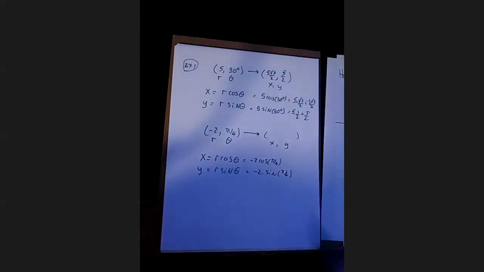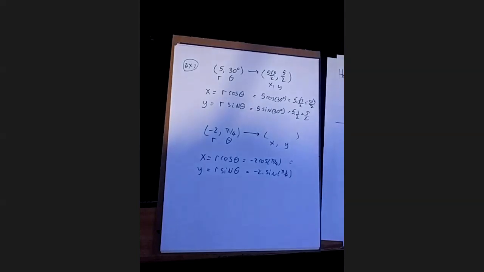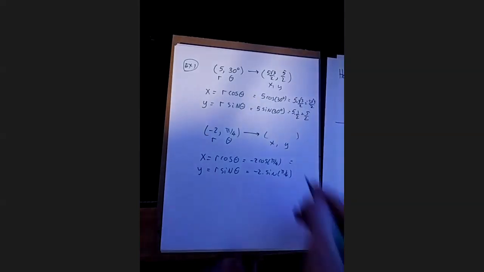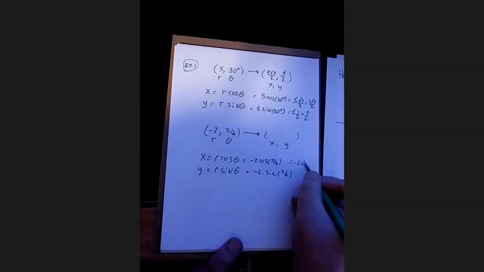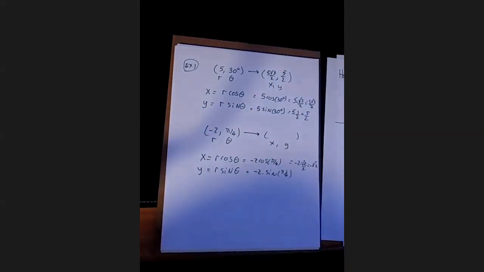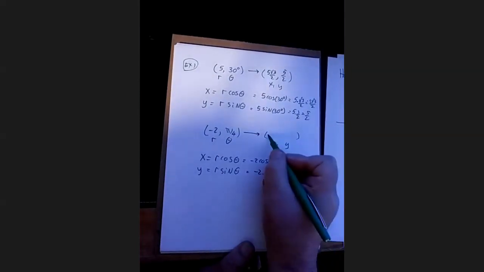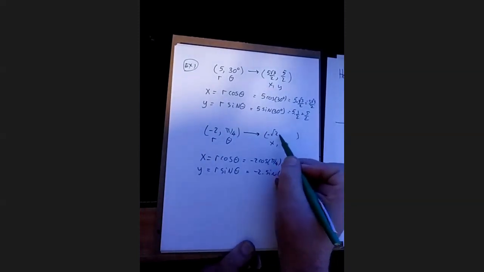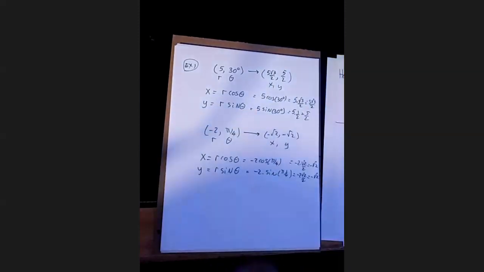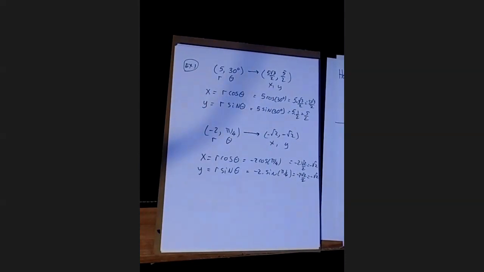Now, cosine of pi upon 4 is root 2 over 2. So this is negative 2 root 2 over 2, but in this case, you see it simplifies. And this fella here ends up being the same. So it looks like negative root 2 comma negative root 2. Are you comfortable with that particular one?